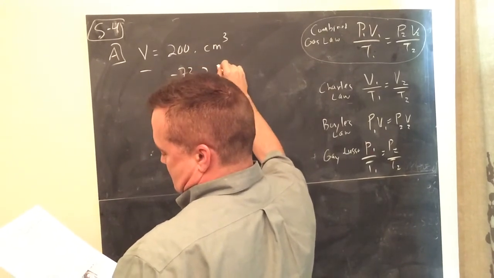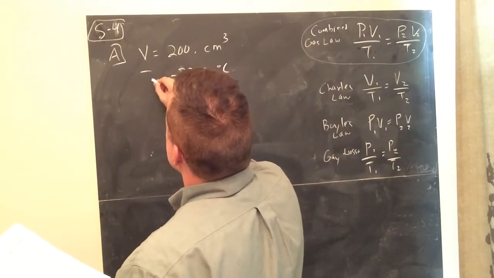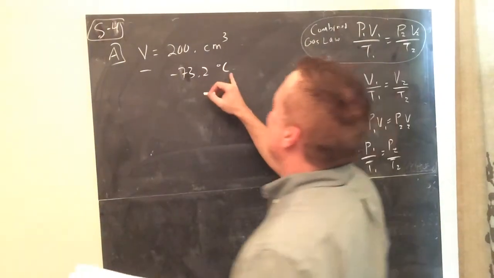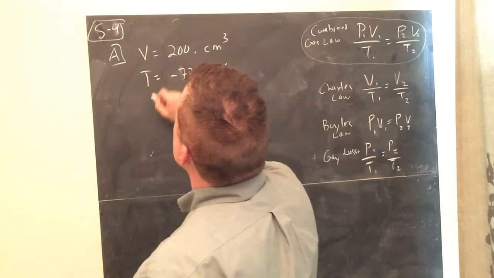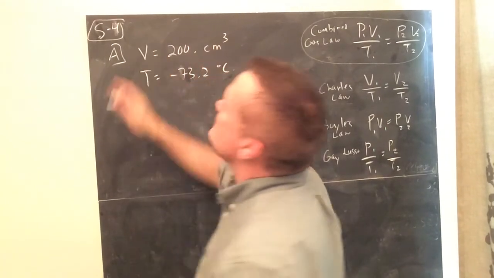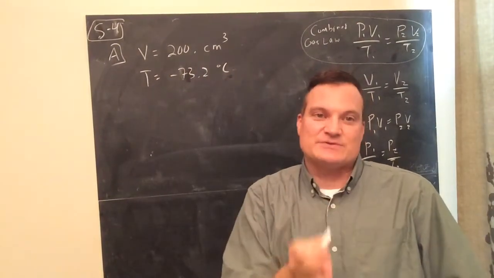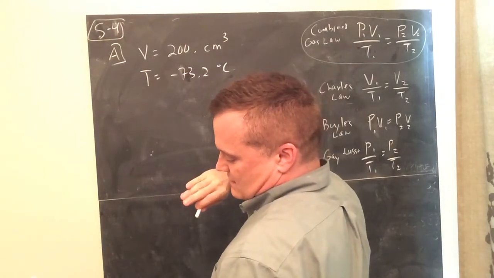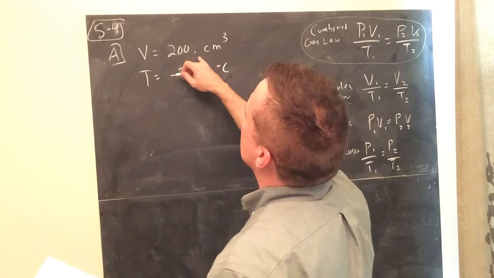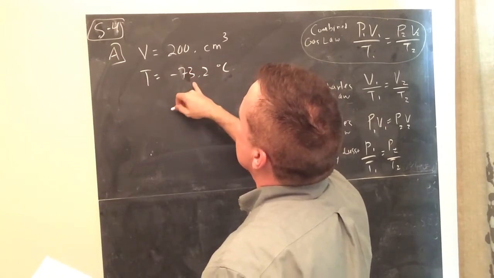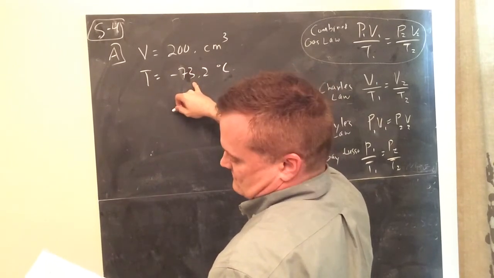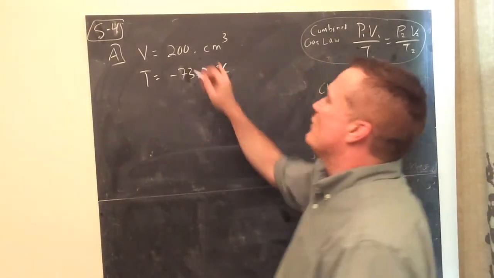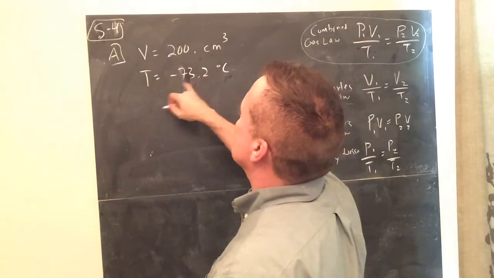73.2 degrees Celsius. Now, what is degrees Celsius? Is it P, V, or T? That is a T. I meant to ask you that. They don't always say the volume is this, the temperature is this. Sometimes it'll say a 200 cubic centimeter sample of gas is at negative 73.2 degrees Celsius. So you have to know that cubic centimeters is a volume, and that's a temperature.